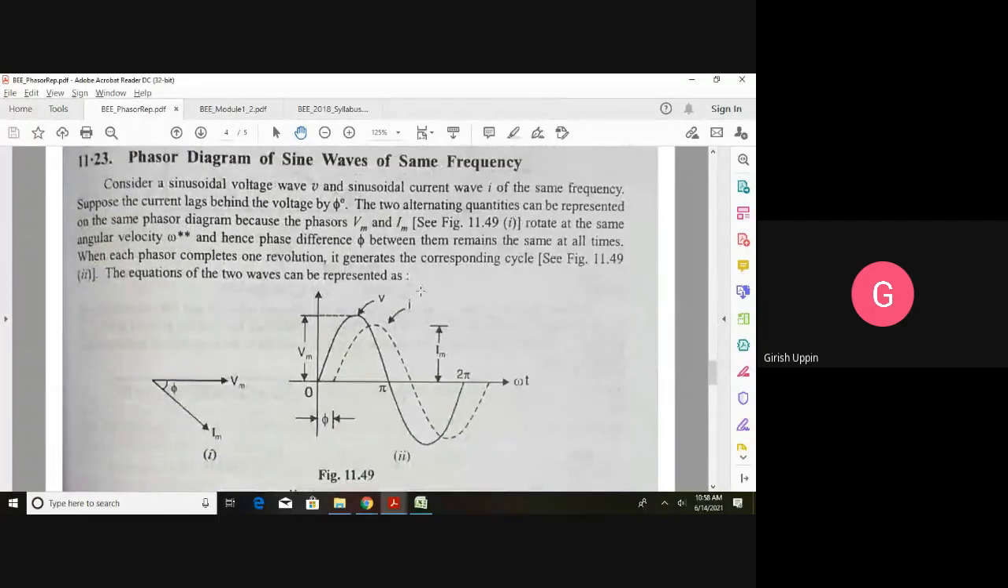So earlier we saw the voltage and the current. This was the voltage whose phase is 0, and this is the current whose phase is angle phi. It means the current will start after an angle phi. Now the phase difference between them is phi. How to represent this mathematically? V is equal to Vm sin omega t, and I is equal to Im sin(omega t minus phi).